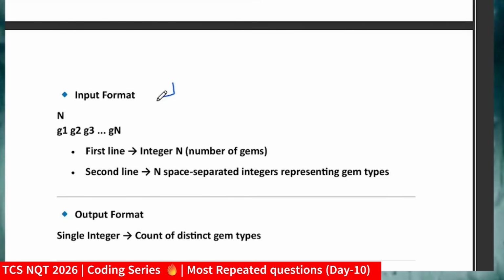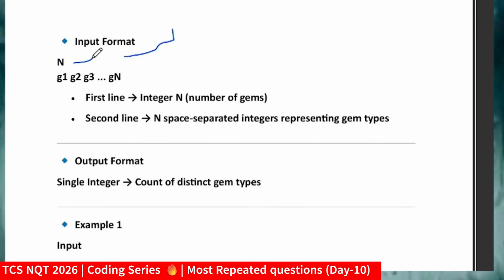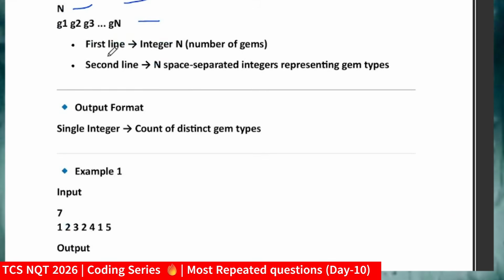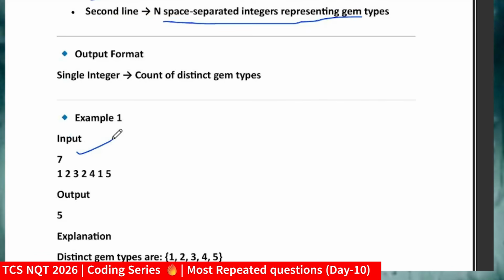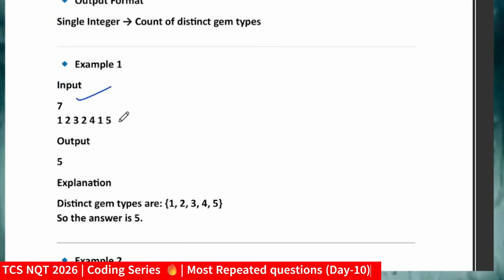So input format, again: you will take the gem, that is n and gem number. The first line will be an integer n, and then space-separated integers representing gem type. Suppose here I am taking the input n equal to 7, and this is the gem type: 1 2 3, means type 1, type 2, type 3, type 2, type 4, type 1, 5. So you have to just count the distinct gem types.